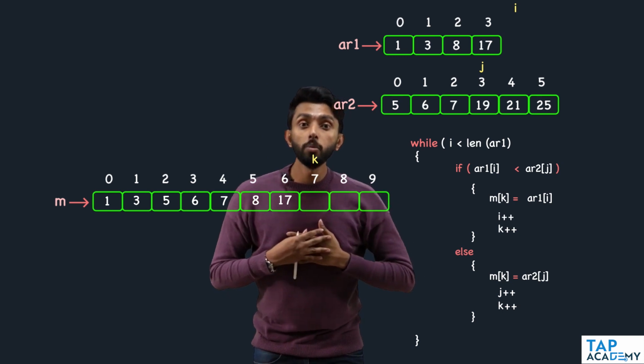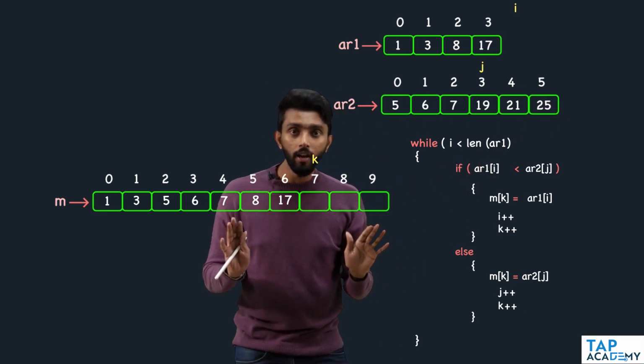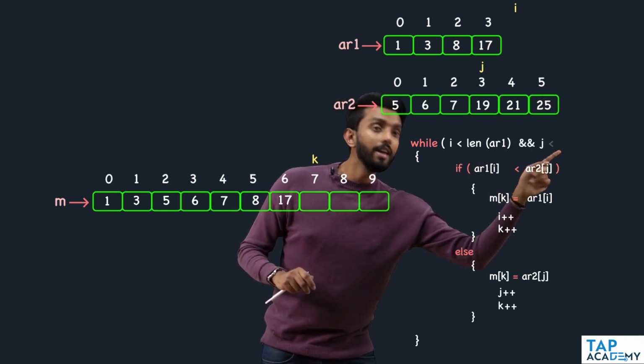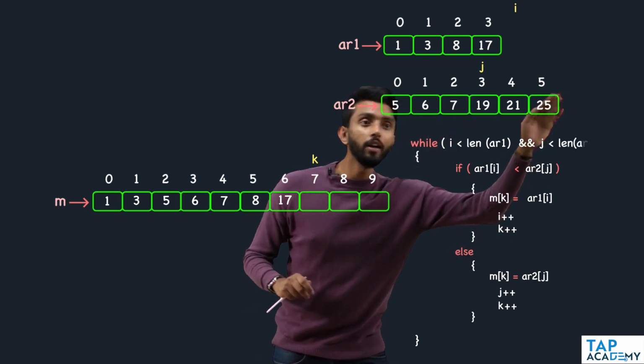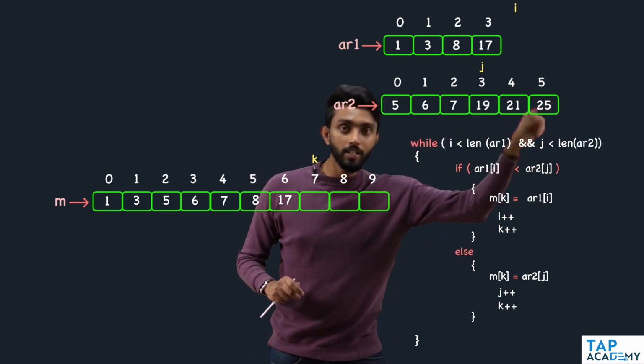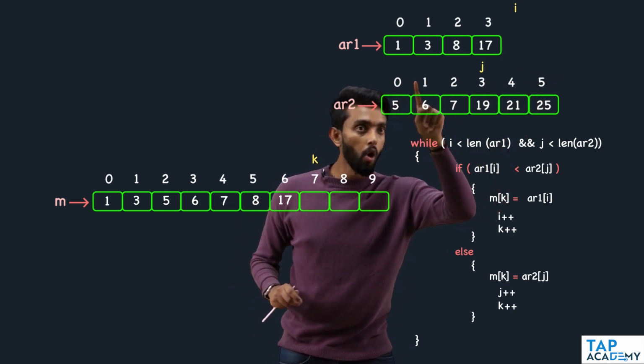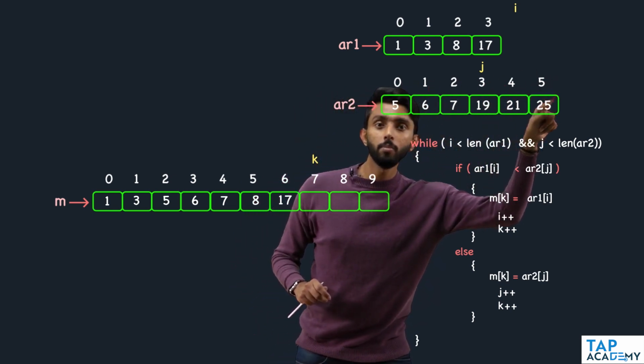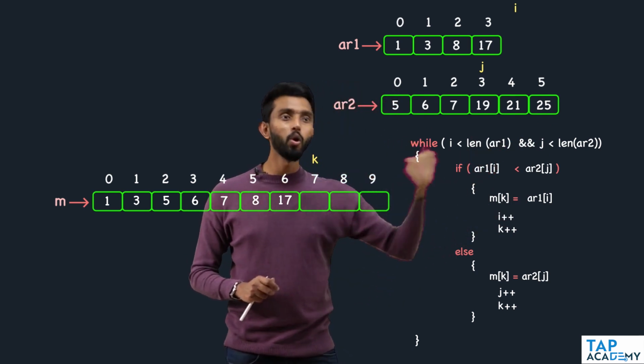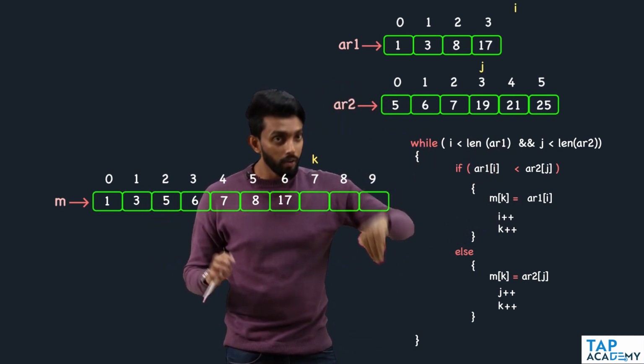And I should also be sure that j is also inside its array. So how will you do that? j is less than length of array 2. The length is 6, elements are there. Valid index is from 0 to 5. So all these indexes are less than 6. But if it becomes greater, come out. Would all of you agree this is my condition? Okay, I will come out.